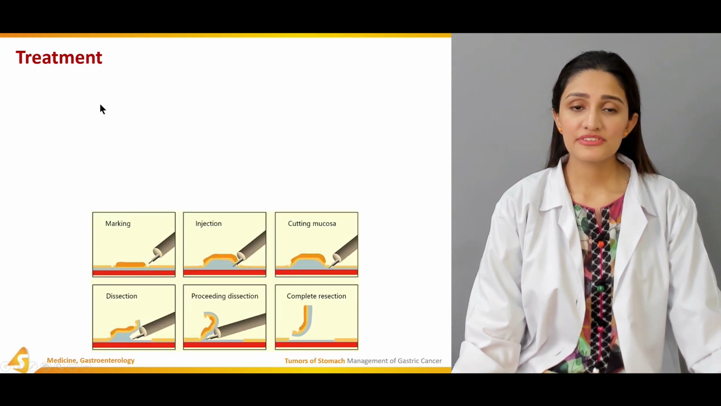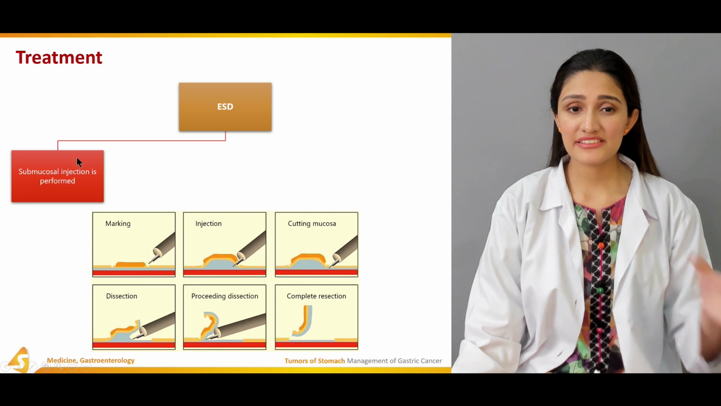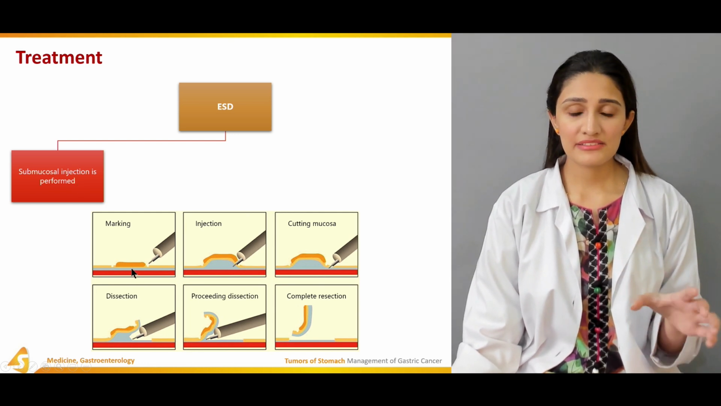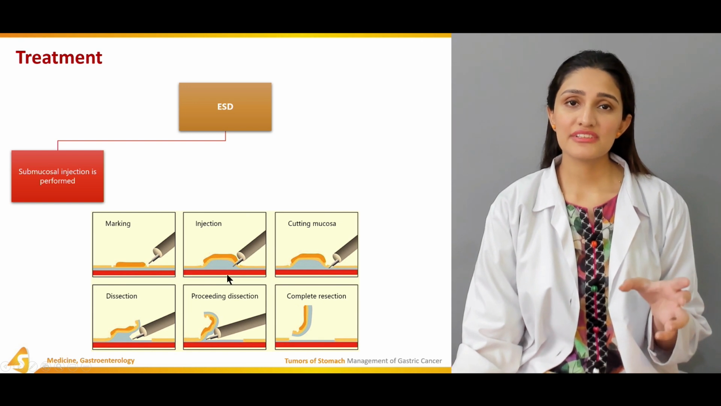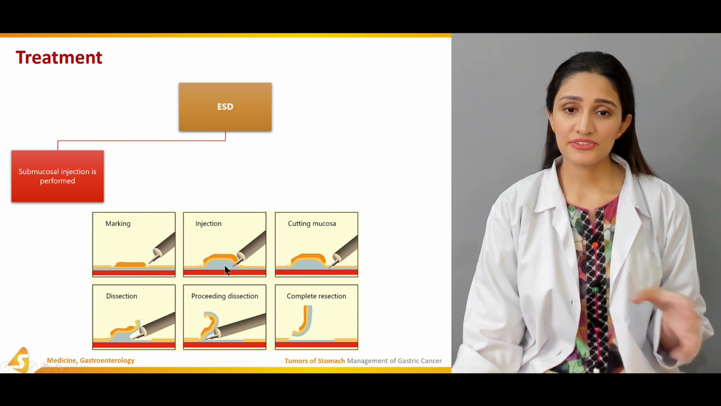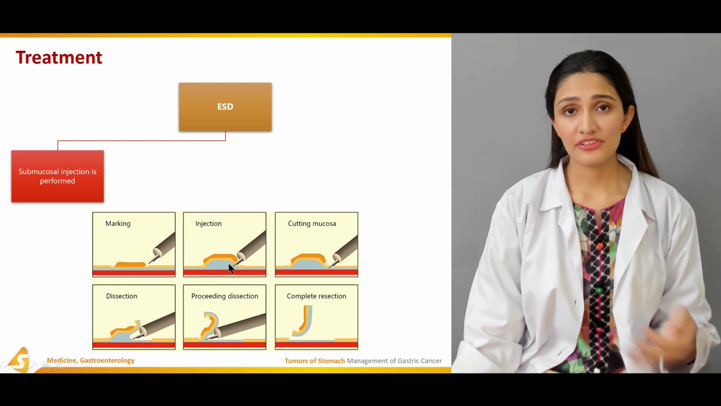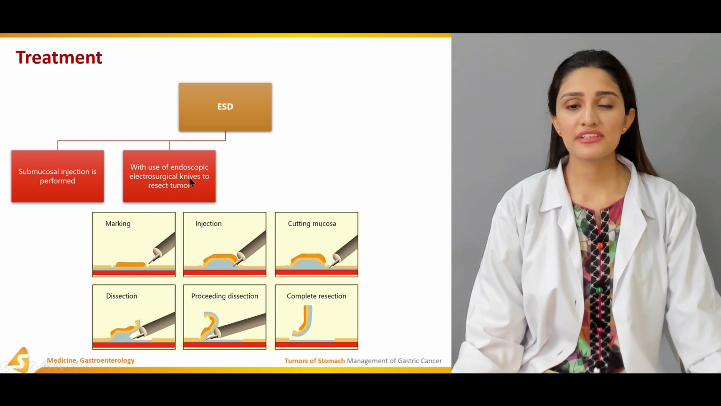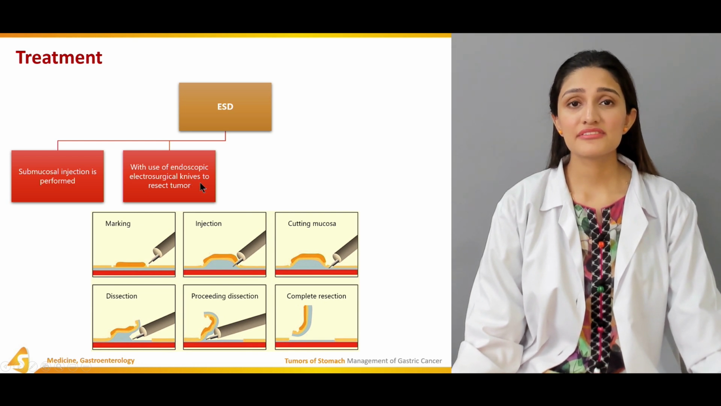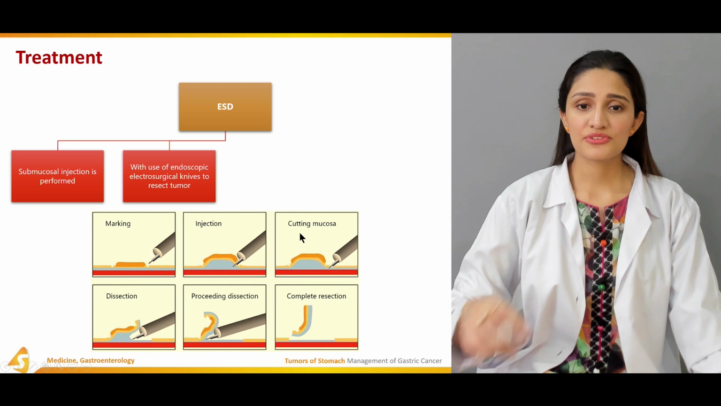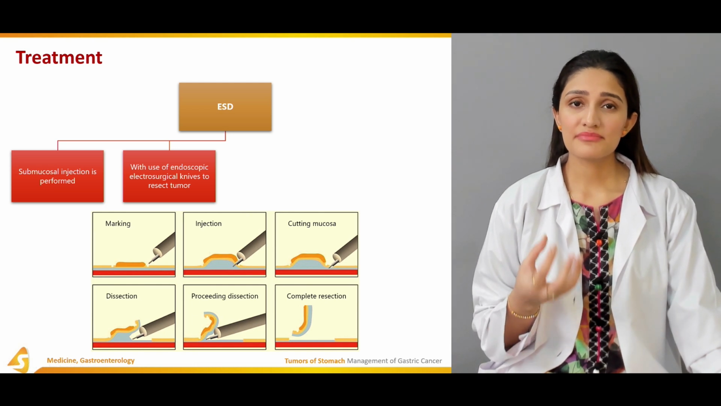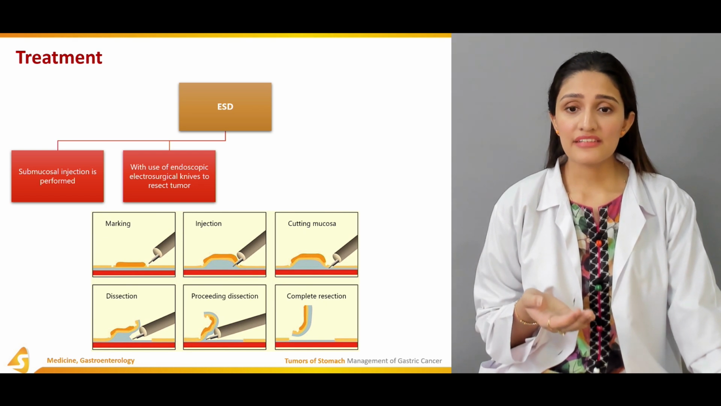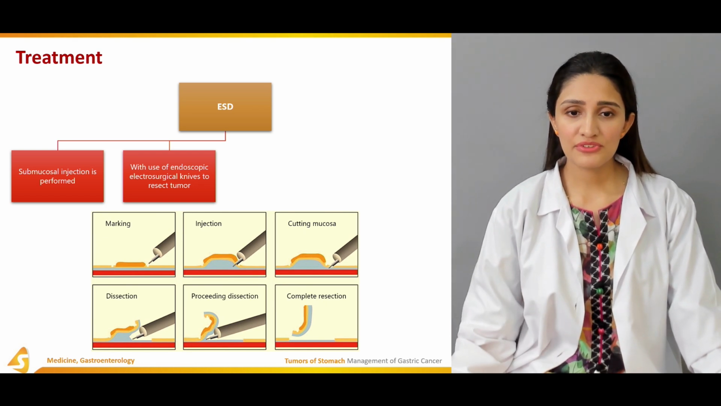So if we talk about the ESD, a submucosal injection is performed first as the marking is being done, and then this injection is being injected into the deep layer of the tumor. And then with the help of an endoscopic electrosurgical knife, the tumor is being resected. So after the injection, the tumor is slightly elevated, and then a snare type knife is being used, which cuts the mucosa.